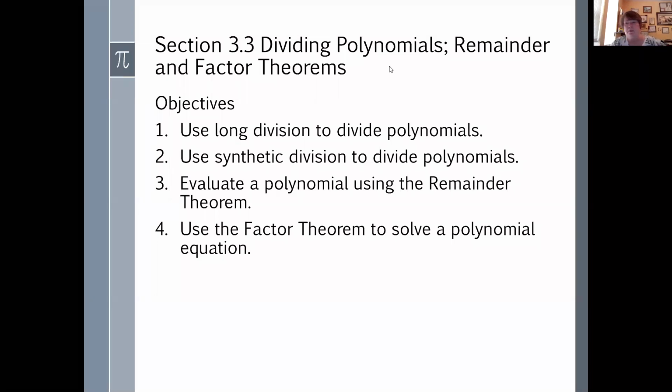In section 3.3, we are going to be looking at dividing polynomials. We're also going to get the remainder and the factor theorems. So the first thing we're going to do is use long division to divide polynomials. Then we're going to use synthetic division to divide polynomials. Then we are going to evaluate a polynomial using the remainder theorem. And lastly, we're going to get the factor theorem to solve a polynomial equation.